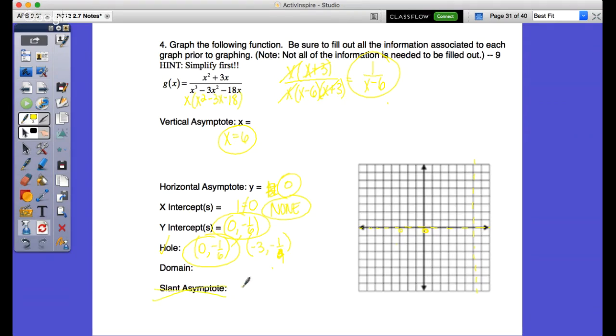There is no slant because remember the top has to be one degree higher than the bottom. One person in my class said, well, coach, that means that you can't have both the slant and a horizontal, which is absolutely true. So our domain would be, I'll do it this way, x is all reals, although you could do it the other way. X cannot be equal to two things, vertical asymptotes and holes. So you would say 0, -3, and 6. Probably should put them in order, but it's good.